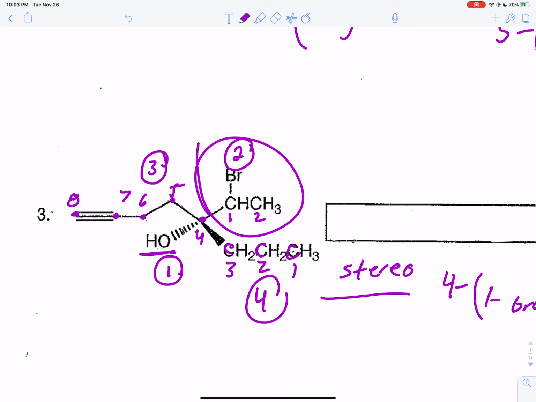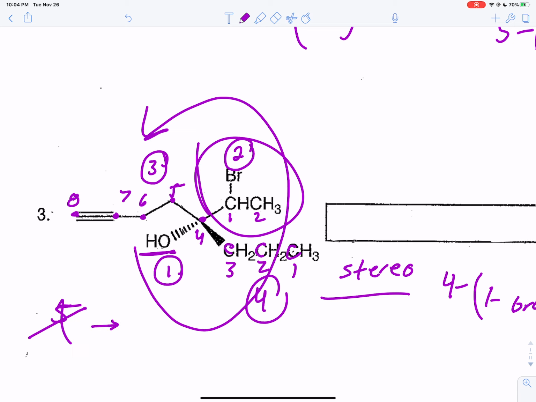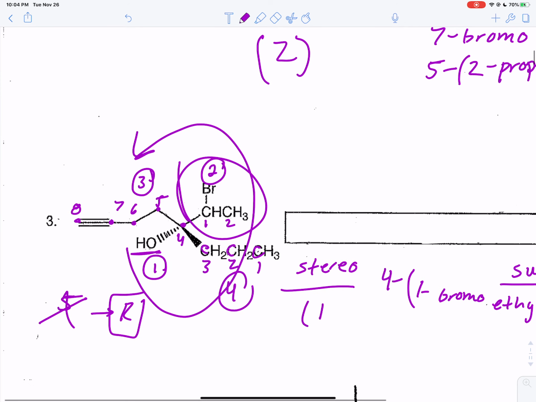We're going to go 1 to 2, just like that. Okay? 1 to 2 to 3. Ignore 4. What should that be? S. Okay. But is our lowest priority group going away? Nope. So we're going to cross it out. That's wrong. And we're going to put R. Right? So it's actually R. And so in parentheses, we'll put R.